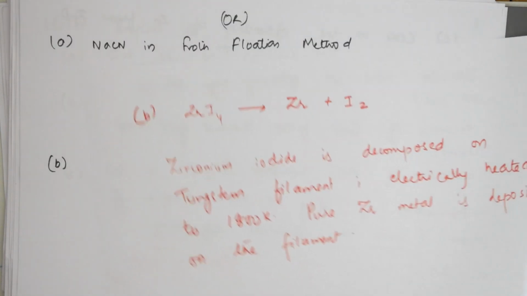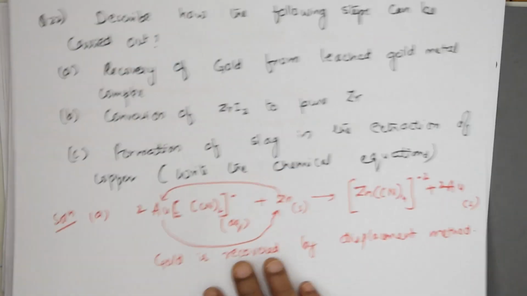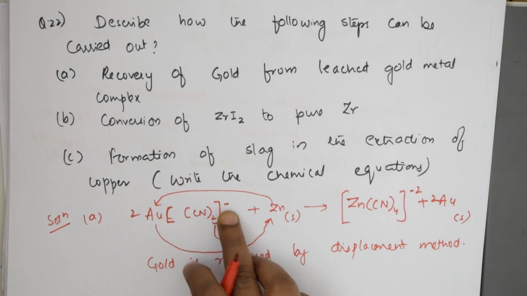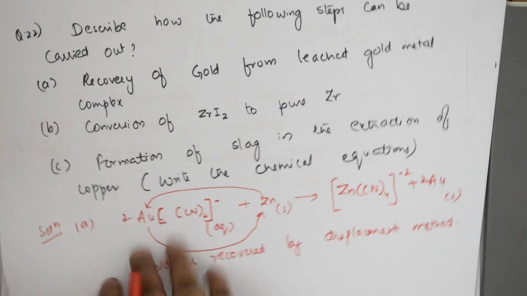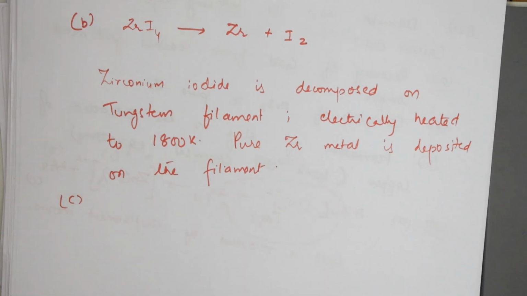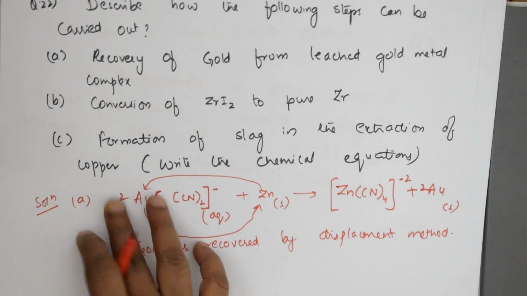Yes. So let's see. There is one more question here. I think one more question we have missed out. I'm sorry for that. The third question we have not done: formation of slag in the extraction of copper. Write the chemical equation. Okay, A part I did, then I did the B part. Let me do the C part. Formation of slag in the extraction of copper.